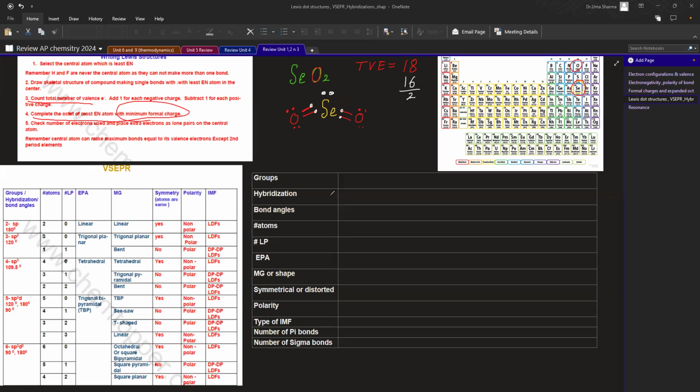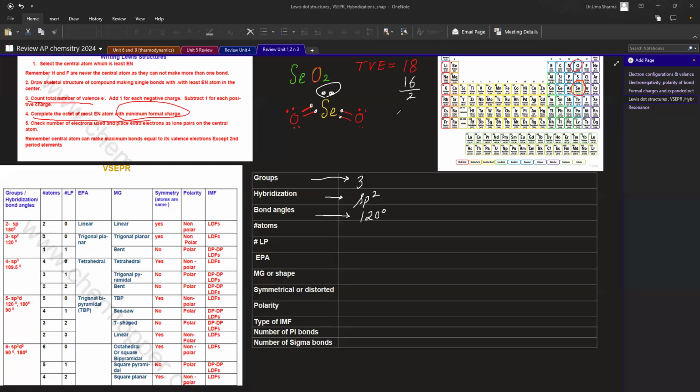Okay, start answering. How many groups on selenium? 3. What's the hybridization? sp2. What's the bond angle we are expecting? 120 degrees. But do you think this is exactly 120 degrees? Now here comes one more concept. When we decide the bond angles, if all the 3 are not bonds, like here there are 3 groups, but out of 3, only 2 are atoms, right?